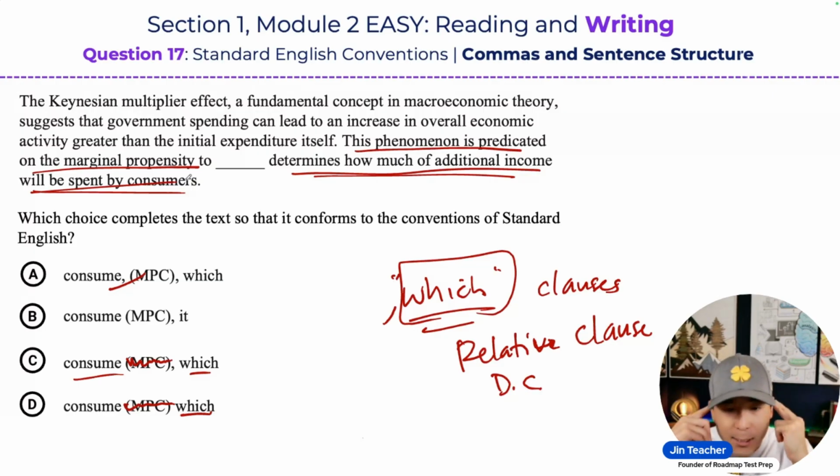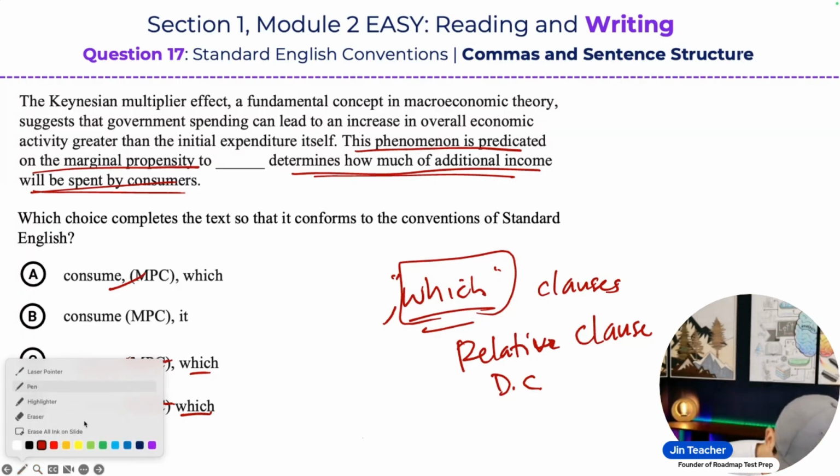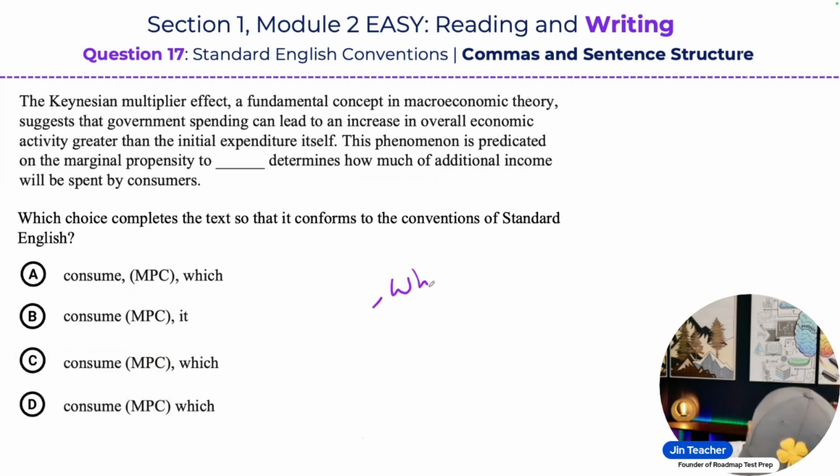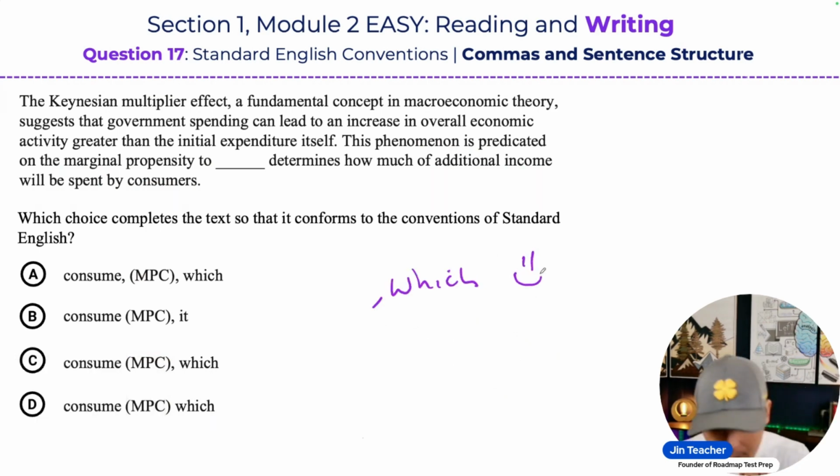Now, when it comes to these which clauses, the comma rule is you always want to put a comma before the which clause, okay? So you should always put a comma before the which clause when it's used as a relative clause like this, right? So that's the other comma rule that you must know. This is another comma do: do put a comma before this which clause when it is used to describe the noun that came before it. So we know that answer choice D is going to be incorrect because we don't have the comma right before this which clause, okay?